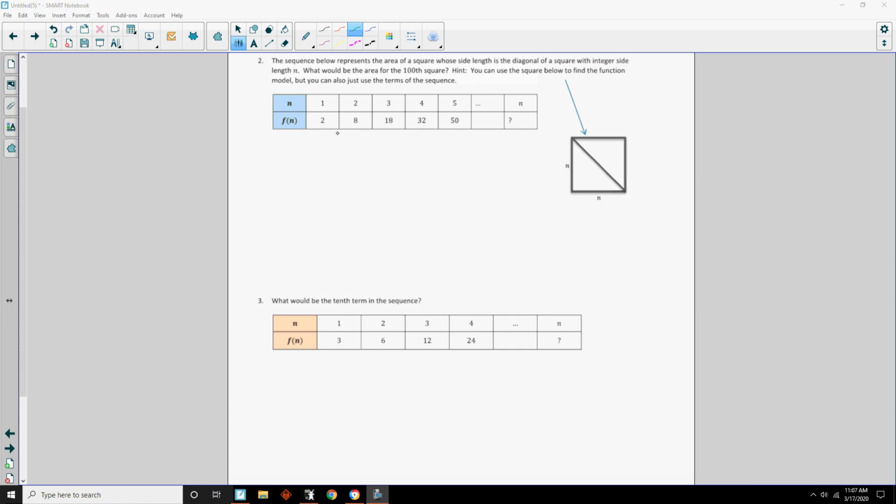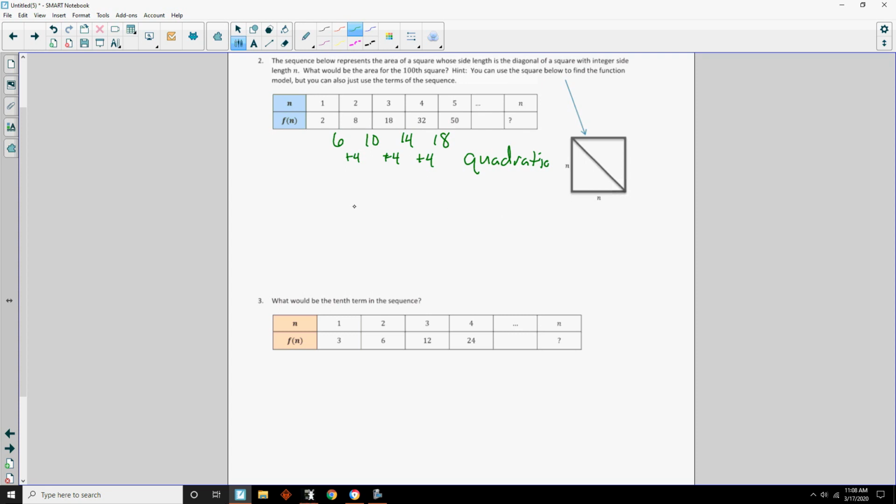So 8 minus 2 is 6. 18 minus 8 is 10. 32 minus 18 is 14. And 50 minus 32 is 18. So to get from 6 to 10, we had to add 4. To get from 10 to 14, we had to add 4. And to get from 14 to 18, we had to add 4. That tells me that it is a quadratic sequence.